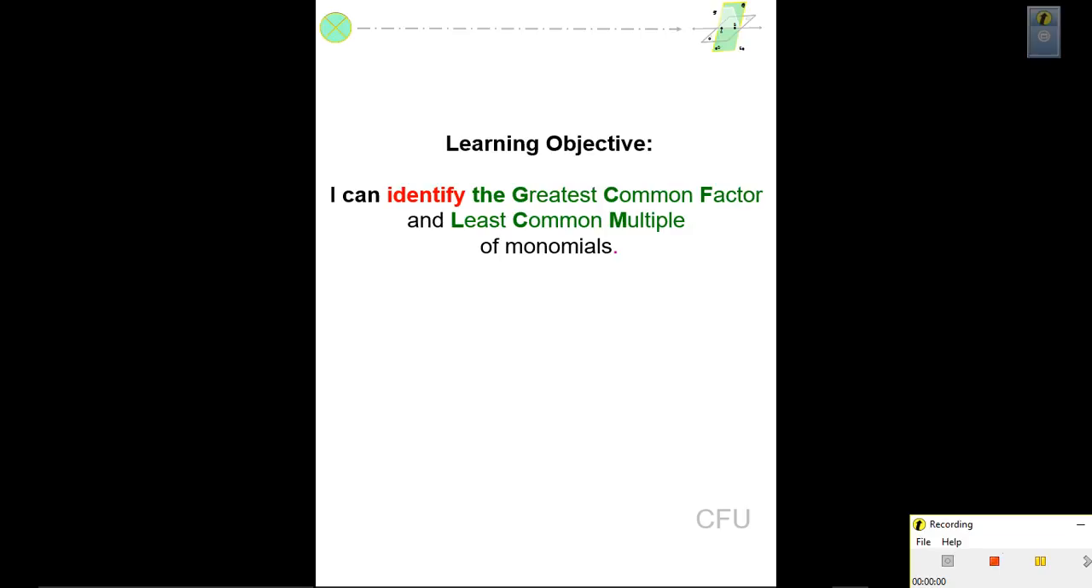Read the objective for us, please. I can identify the greatest common factor and least common multiple of monomials. Three together: 1, 2, 3. I can identify the greatest common monomial.